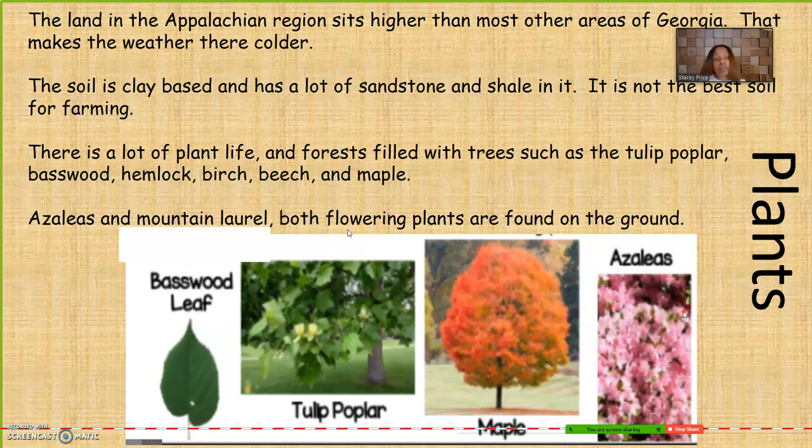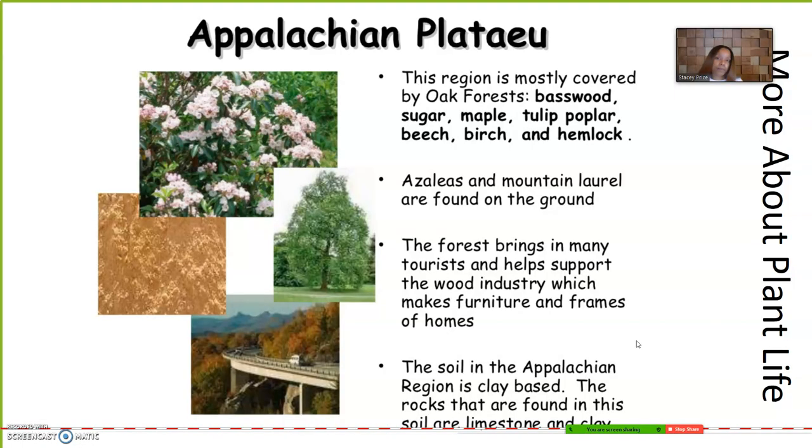Now let's look at some of the pictures of these plants. Here's the basswood leaf here. This is a tulip poplar, maple, and these are azaleas. Now this region is mostly covered by oak forest. Okay, again, the basswood, which we just saw a picture of, the sugar maple, tulip poplar, the beech, birch, and the hemlock. Azaleas, which are these here, and mountain laurel found on the ground.